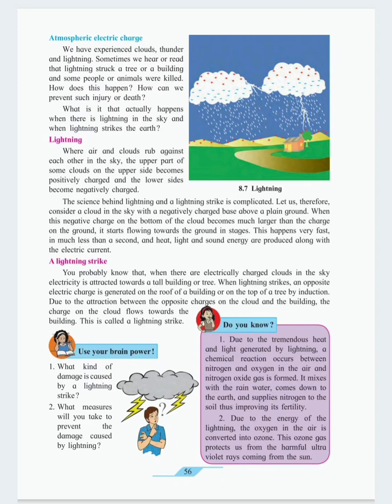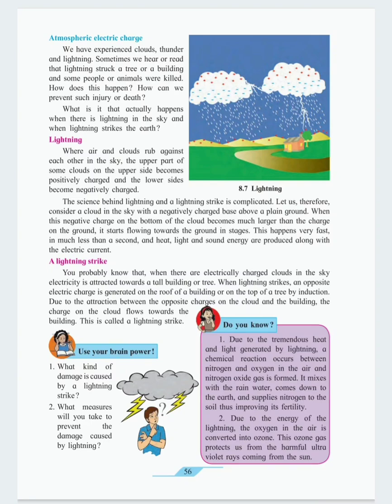This happens fast. Therefore, while the charge passes from the cloud level to the ground level, along with the charge it carries heat, light and sound energy too. That is, along with the charge passing from the cloud level to the ground level, heat energy, light energy and sound energy are also produced along with the electric current.